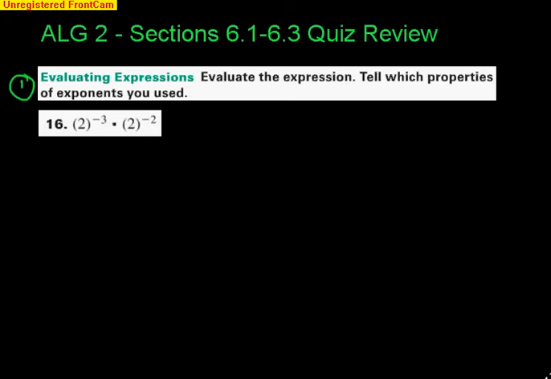So it says evaluate the expression and state the properties. Now, you don't have to state the properties on the test or quiz, but I think it's a good idea as you're practicing. So here we go.